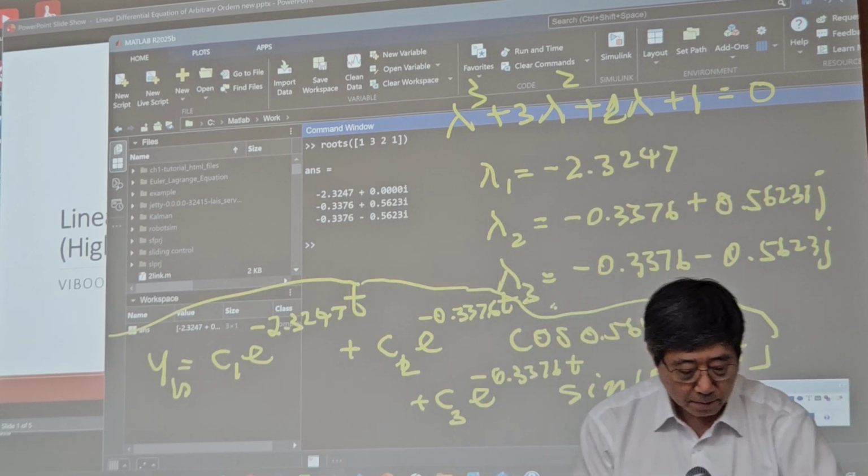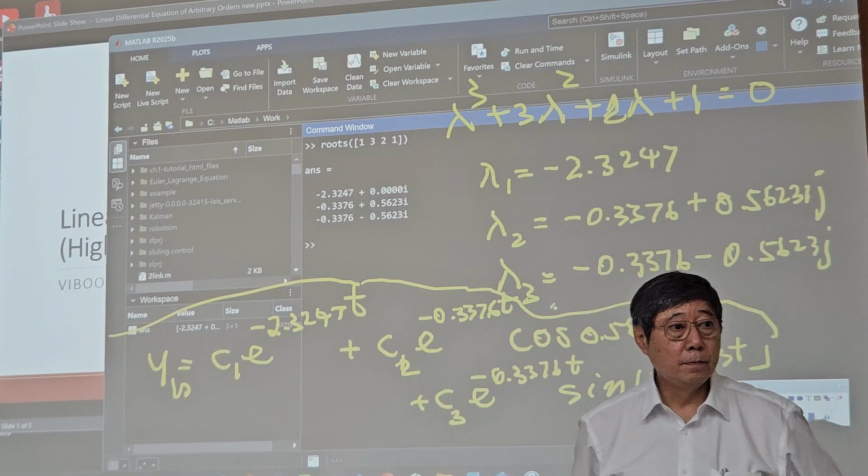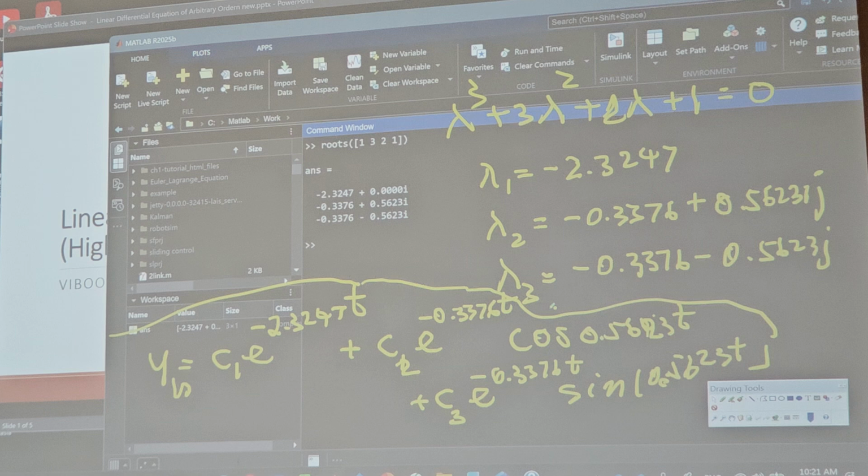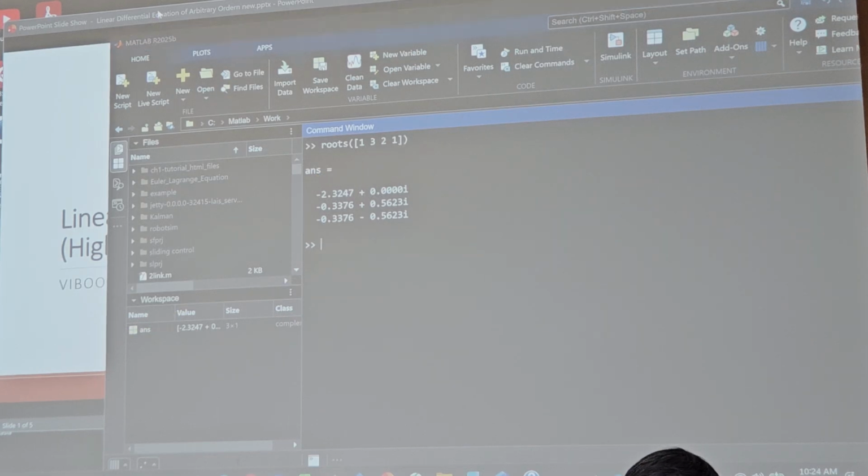Professor, could you explain what the roots function does again? Like what the roots function defines for the third order equation? This function roots, if you have a polynomial 1, 3, 2, 1, finds the roots of this polynomial. Just about the same anyway.